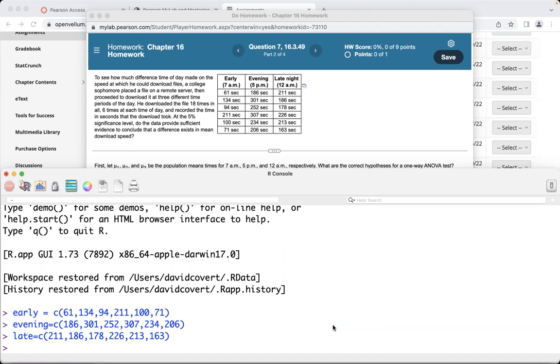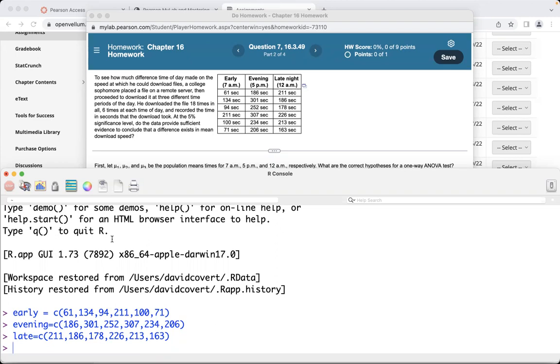So there we go. For the Anova test, the analysis of variance, I want to do question 7 from the homework. This is one where we want to see how much of a difference the early evening or late night had on the speed at which you could download files on a computer. You can tell this question's probably a little bit old just based on the numbers, but it used to actually take some time to download stuff on the computer. Anyway, you want to run an Anova test and compute the test statistic. I've already loaded the data here.